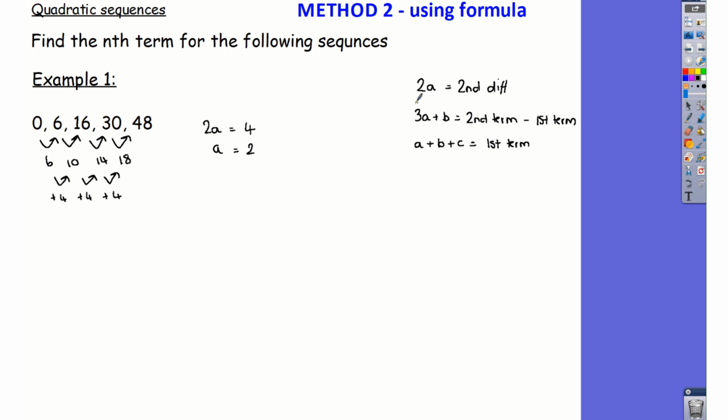Next thing I'm going to have a look at is 3a add b is equal to the second term, take away the first term. So I've got 3a add b is equal to the second term. The second term is 6. Take away the first term, which is 0. So I know that 3a add b is equal to 6. However, I also know that a is equal to 2. So I know that 3 times 2 add b is equal to 6. I've got 6 add b is equal to 6. So in this case, I know b has got to be equal to 0.